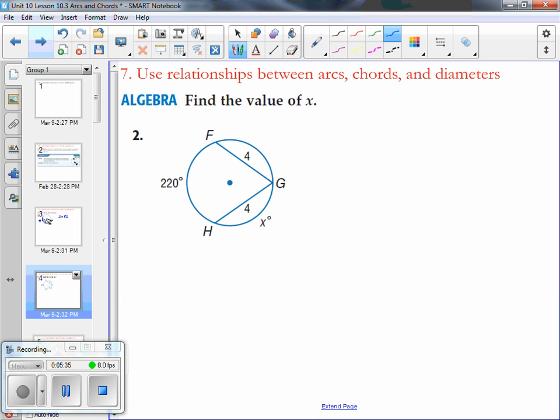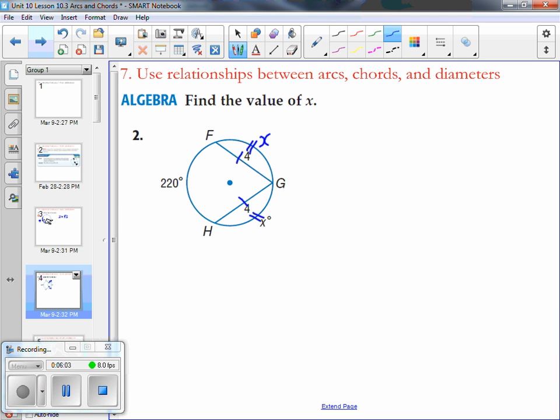Think you got an idea of how to approach this one? All right, let me show you the way I'm thinking of it. Since I see a chord with a length of 4 and another chord with a length of 4, those two chords are congruent. Therefore, their corresponding arcs are congruent. So arc FG and arc GH are congruent. Since arc GH is called X, has a measure of X, well, so does FG.